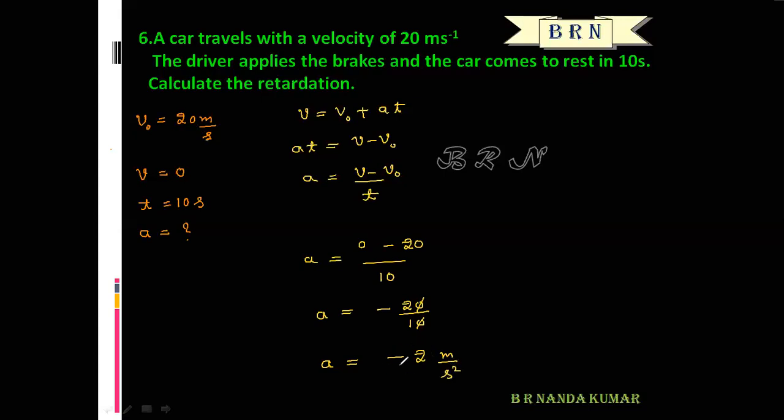This is negative. Negative acceleration means retardation. So your acceleration is negative, which means this is retardation of the car. The retardation of the car is how much? That is minus 2 meters per second squared, right?